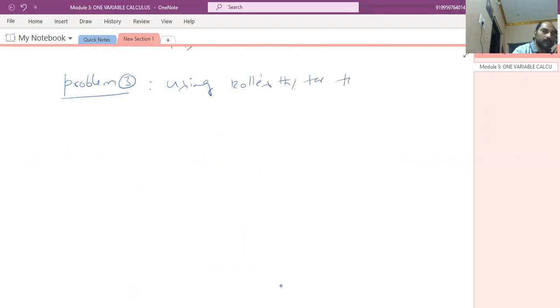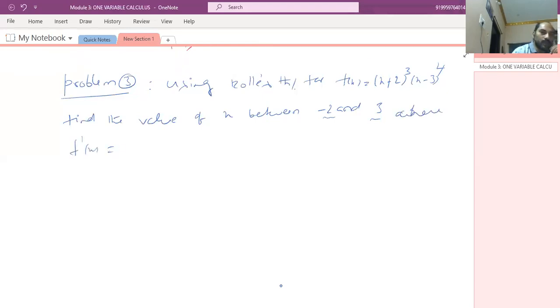for the function f of x equal to (x plus 2) whole cube into (x minus 3) whole power 4. Find the value of x between minus 2 and 3. A value is minus 2, B value is 3. Where the derivative at the point is zero.